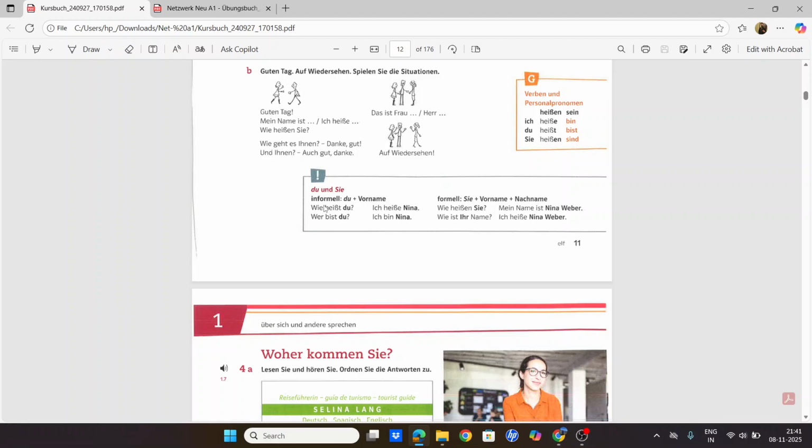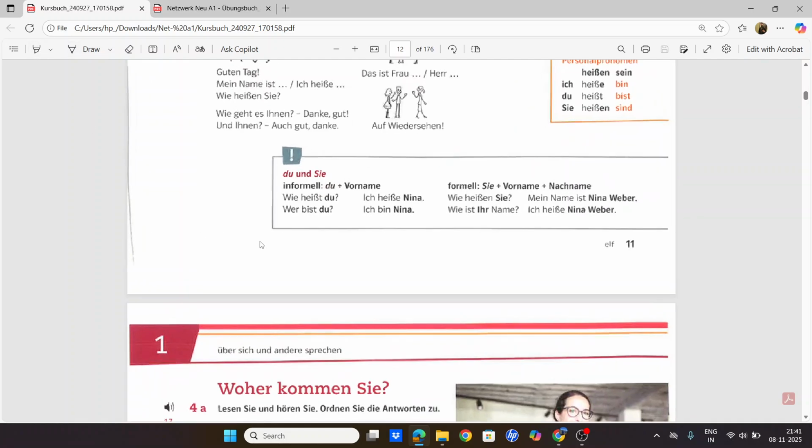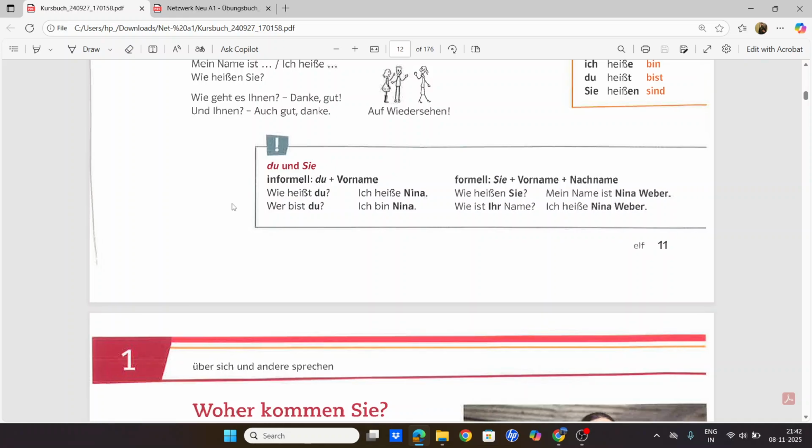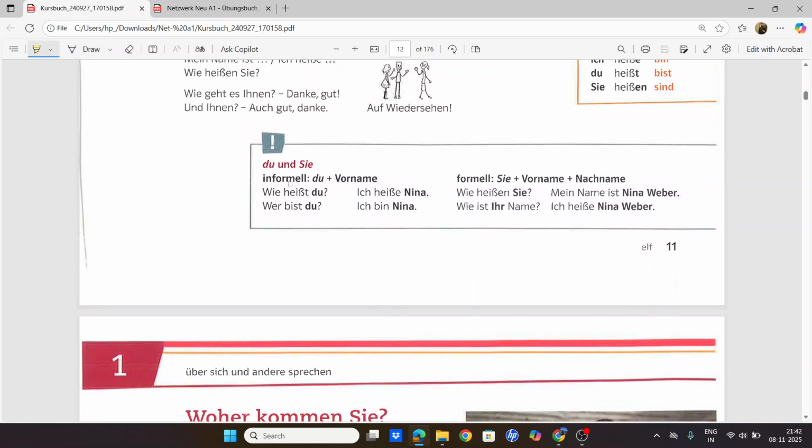It means that you are asking someone what is your name in an informal way. Wie heißt du. You can generally ask your friends or someone who you think is similar to your age, or you are meeting someone informally. So you ask Wie heißt du. Let me use the highlighter also, it will help to zoom.